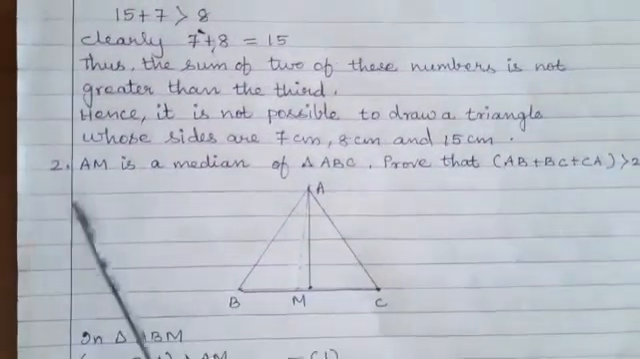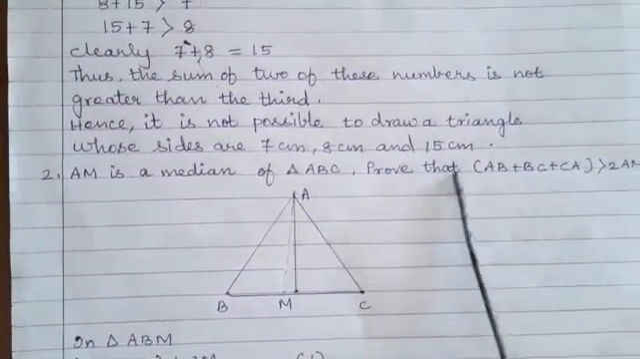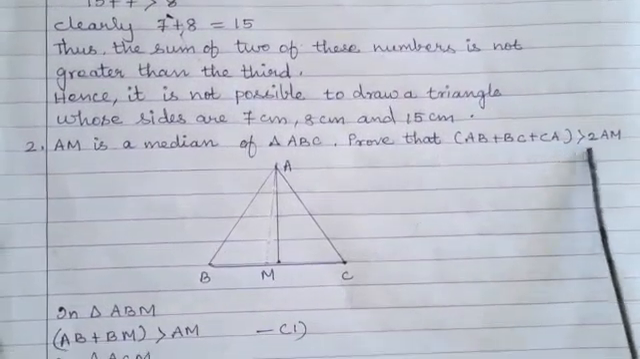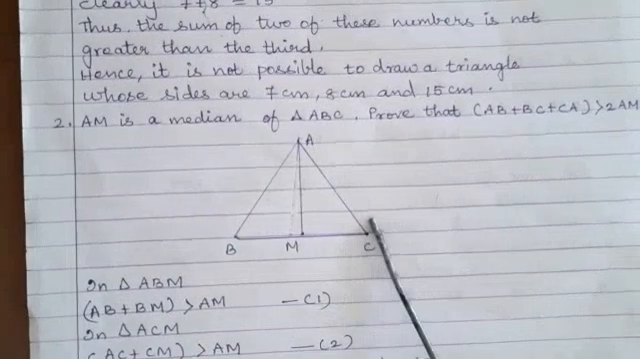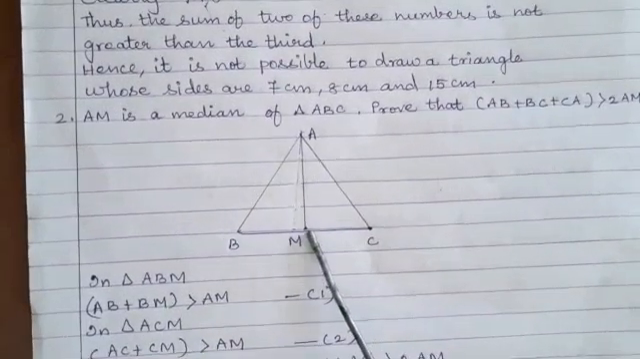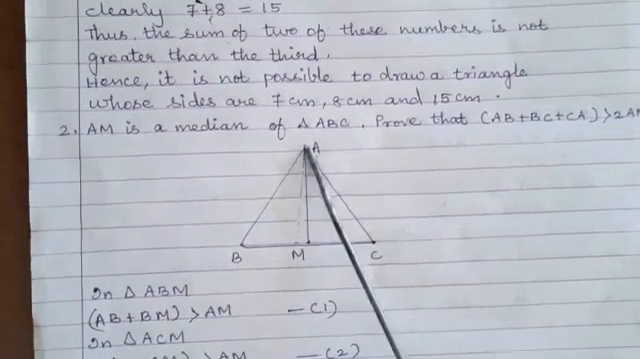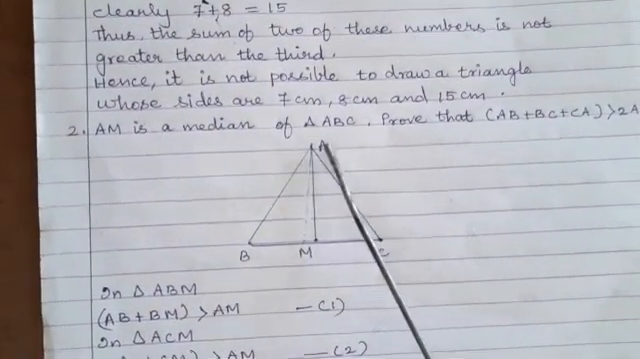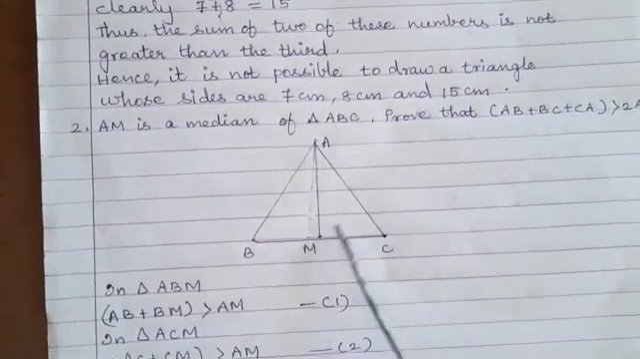Question number 2. AM is a median of triangle ABC. Prove that AB plus BC plus CA is greater than 2 times AM. Now see the figure, triangle ABC. AM is a median. Median means M is the midpoint of the side BC. So the median divides triangle ABC into two triangles, that is ABM is one triangle and ACM is another triangle.